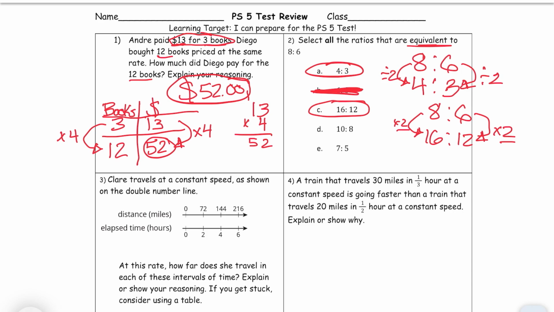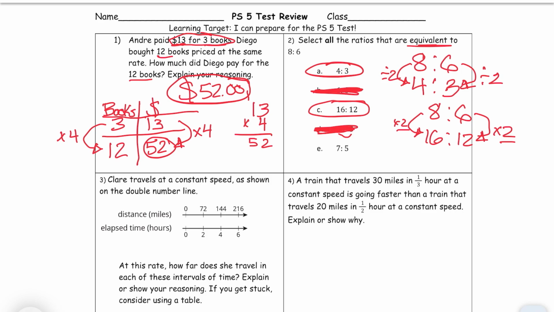Okay, the next one, it looks like they're showing, 8 and 10 have a difference of 2, but it's not changing at the same rate. So it's not equivalent. So don't pick that one.